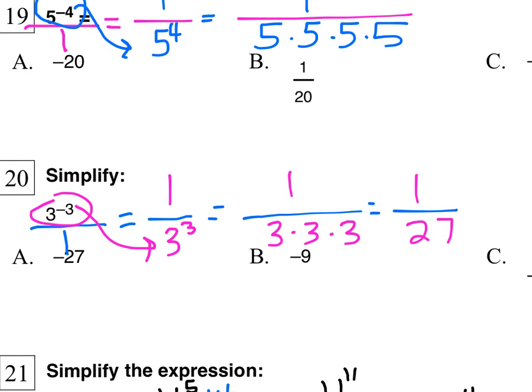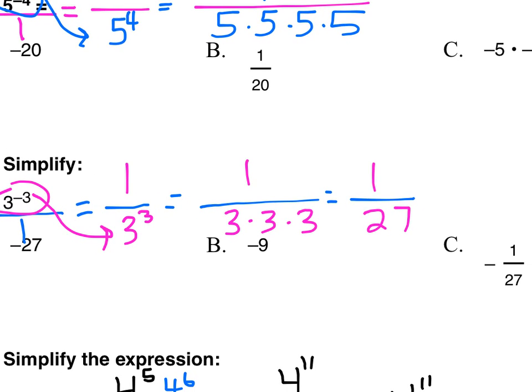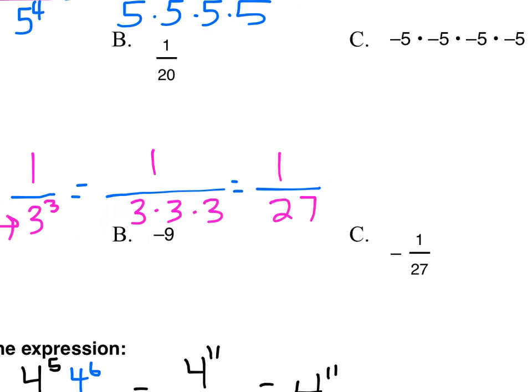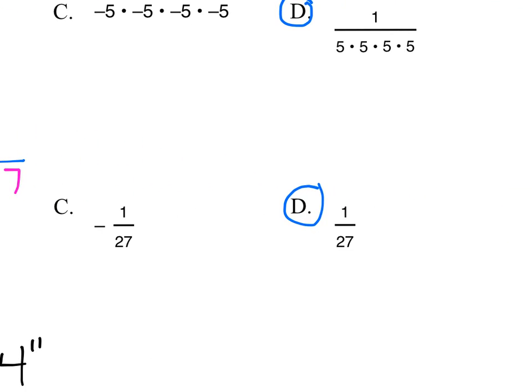Number 20, same thing, my negative exponent rule. I'm going to flip that to the other side of the fraction line, and I have 1 divided by 3 times 3 times 3. 3 times 3 times 3 equals 27, so I have my answer as D, 1 divided by 27.